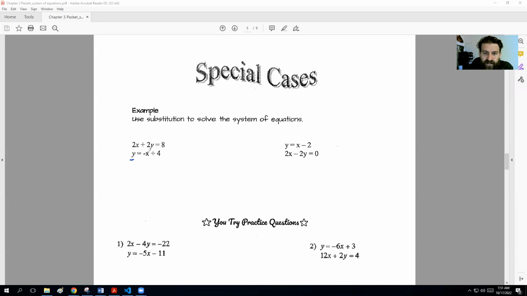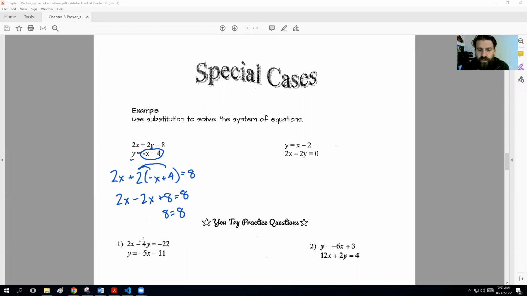All right, so here we've got y by itself. y is equal to negative x plus 4. So I'm going to change this y here in this top equation to negative x plus 4. So we get 2x plus 2 times negative x plus 4 equals 8. All right, if we distribute this here, 2 times negative x is a negative 2x. 2 times 4 is 8. Now these x's are on the same side, so they can combine together, and 2x minus 2x goes away, and we get 8 equals 8.